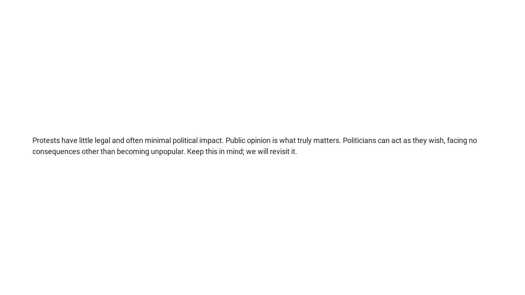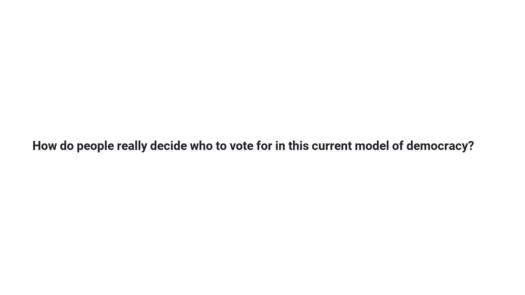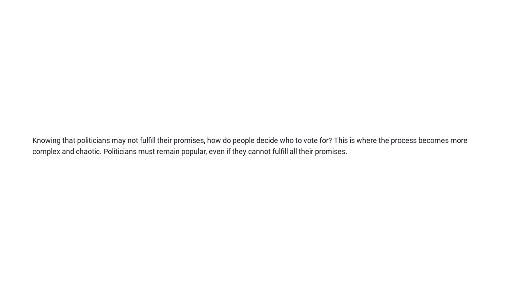Keep this in mind. We will revisit it. How do people really decide who to vote for in this current model of democracy? Knowing that politicians may not fulfill their promises, how do people decide who to vote for? This is where the process becomes more complex and chaotic.